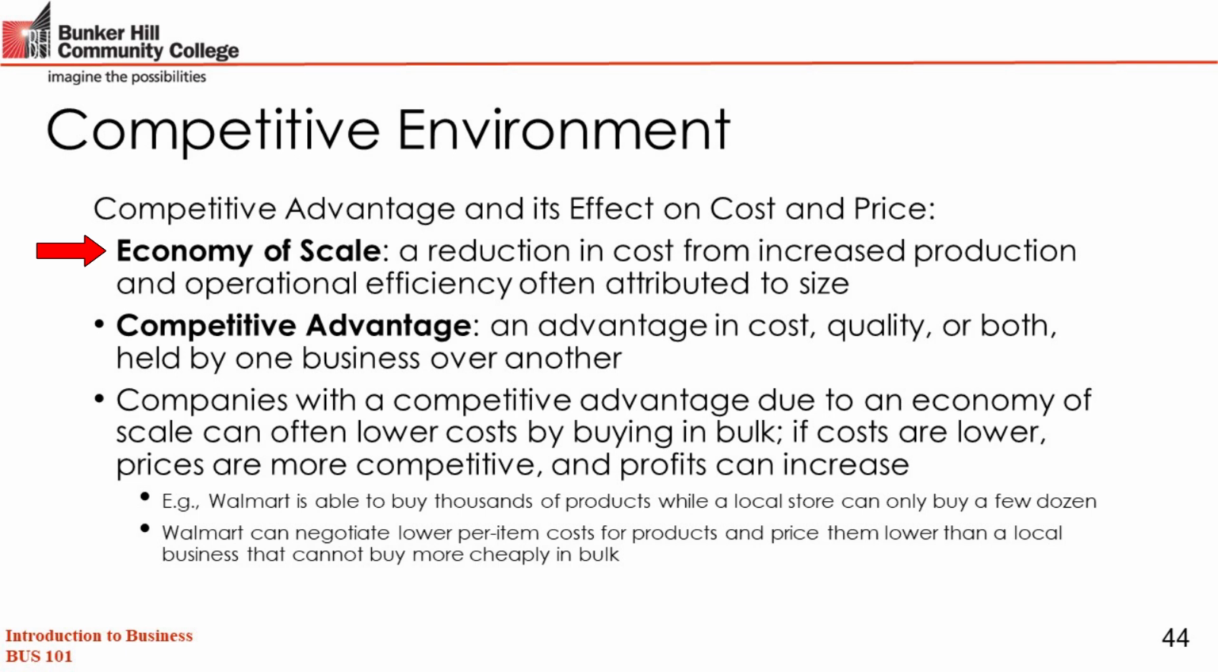If I'm on my own and I'm buying from a manufacturer or wholesaler, I'm not going to be buying in a huge amount. And like we just talked about, if I don't buy a lot, there's no incentive for them to lower the cost. Home Depot can buy a lot more hammers and they can get a better price on it, so they can sell those hammers cheaper than I can because I'm going to be paying more for them. Home Depot has an economy of scale. They're bigger and they can take advantage of that. That leads to a competitive advantage. This is an advantage in cost, quality, or both that one company has over another business.